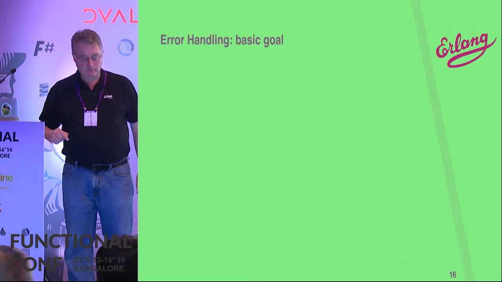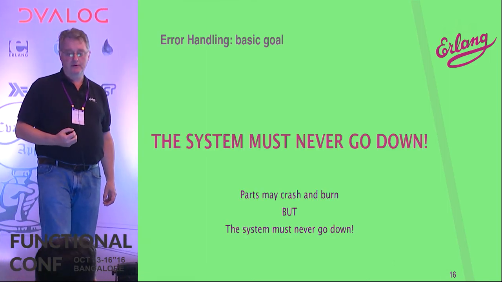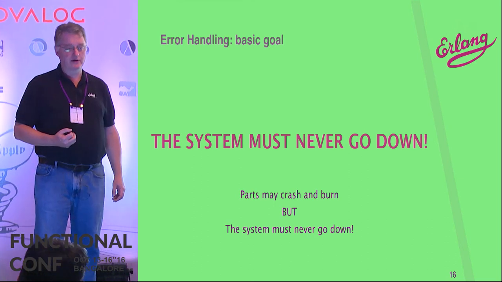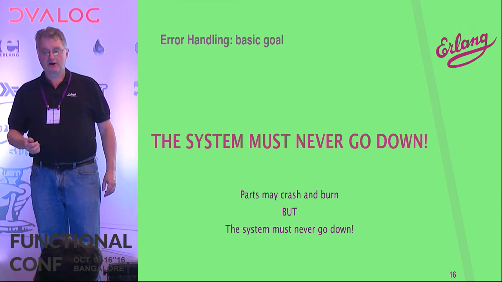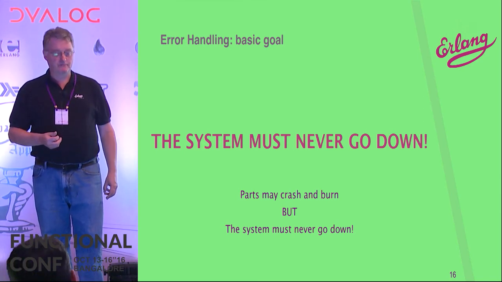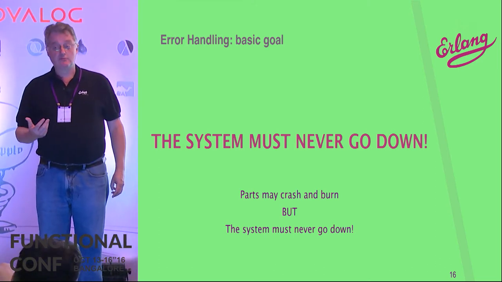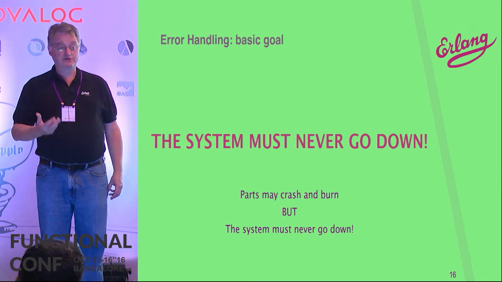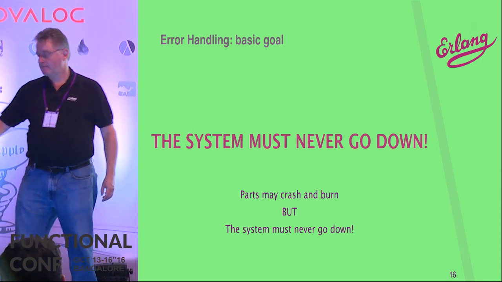So the goal from that is to make sure that the system must never go down. That is the basic goal of the whole thing of the error handling. The system must never go down. Parts of it may crash and burn. They will, but the system as a whole must never go down. So again, in conjunction with a telephone switch, yes, you might lose a call occasionally, but the switch itself will never crash. So when things go wrong, the system must survive.